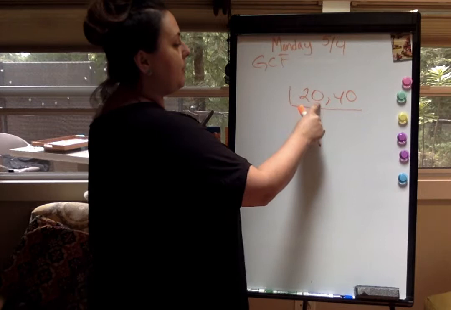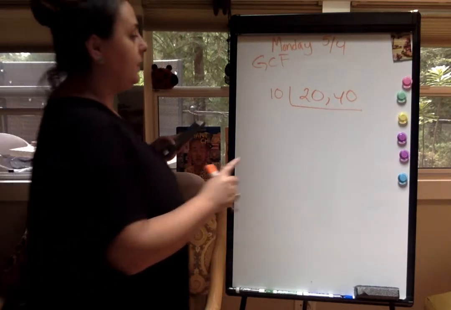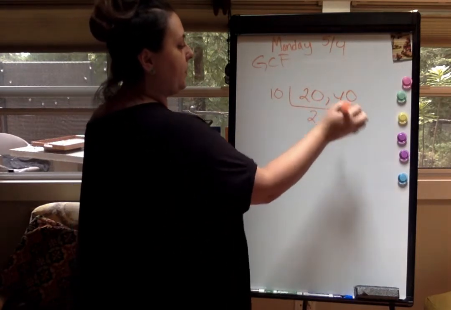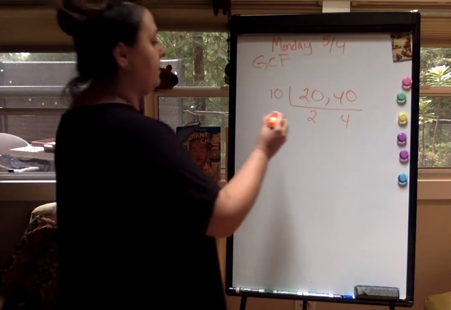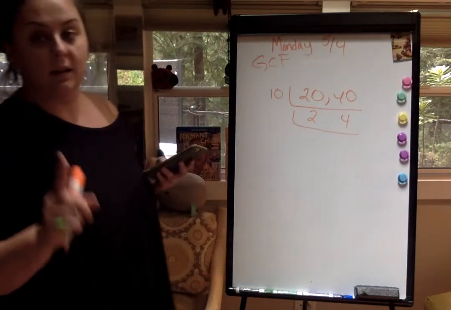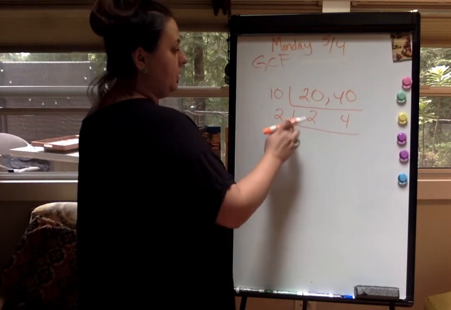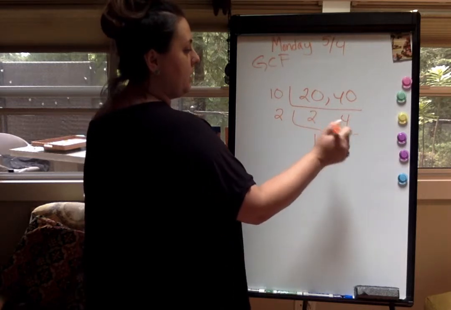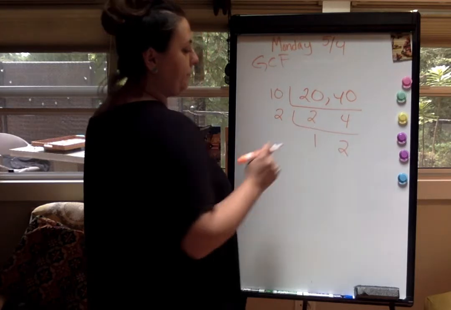Since they both end in a 0, I know that 10 will go into both of them. 10 goes into 20 2 times. 10 goes into 40 4 times. Okay? Now, I'm going to do it again. What can I get to go evenly into both of those? Well, 2. 2 goes into 2 1 time. 2 goes into 4 2 times. Okay?